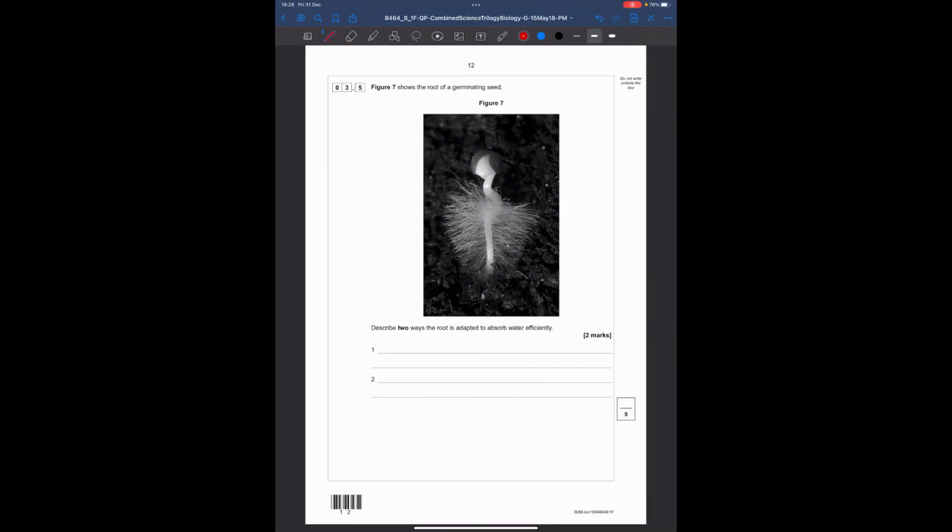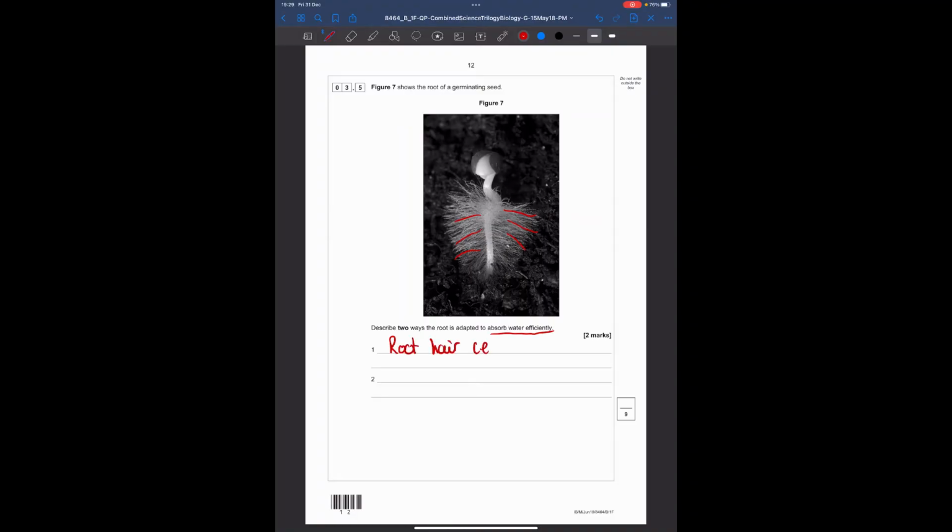Question 3.5 says figure 7 shows the root of a germinating seed. Describe 2 ways the root is adapted to absorb water efficiently. Okay, so we've got a seed here and we can see the roots coming off it. And we're basically asked how are the roots adapted to efficiently absorb water? Well, we can see in this picture that the roots have an awful lot of root hairs.